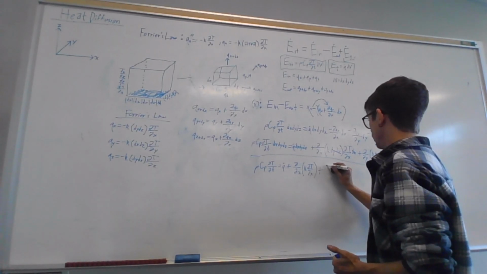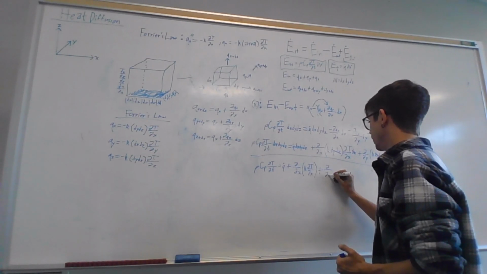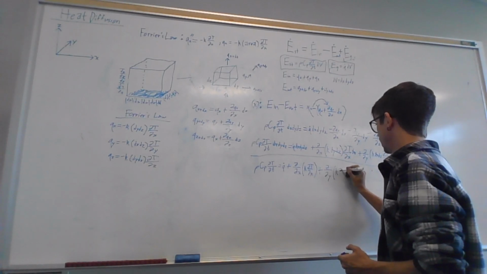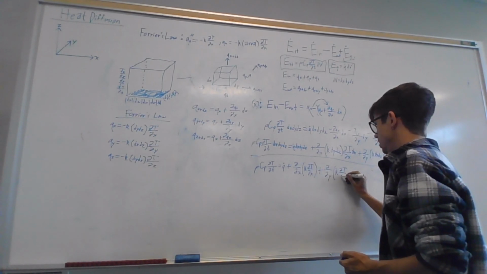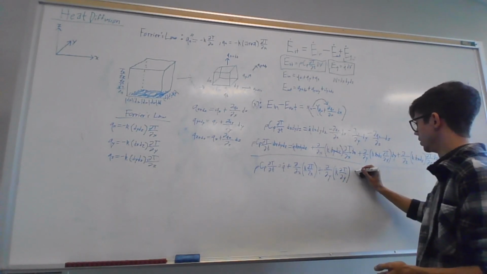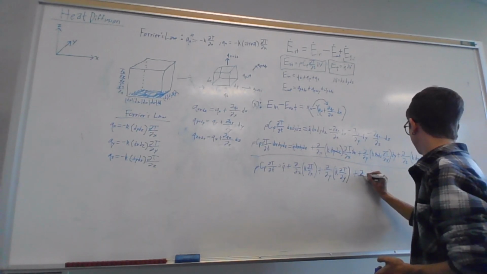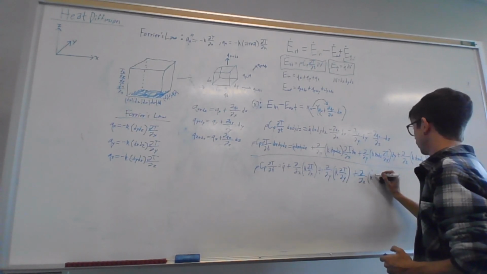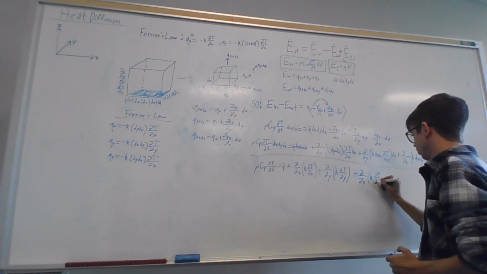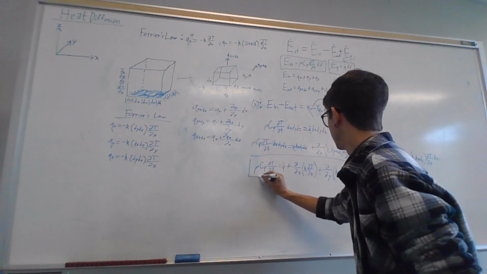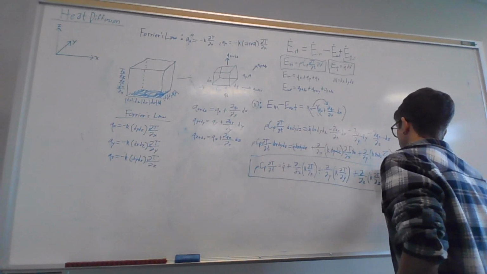Do the same thing in the y direction. Partial derivative, y direction, k dT/dy, and finally in the z direction, and that gives us our final heat diffusion equation for Cartesian coordinates.